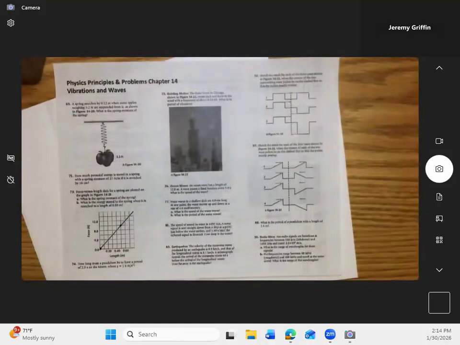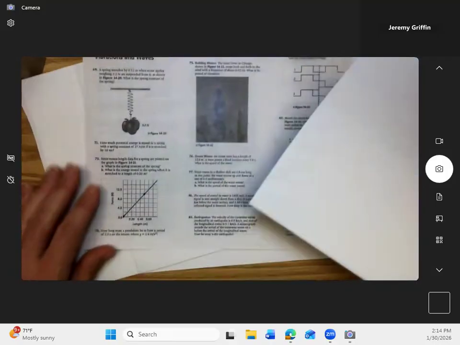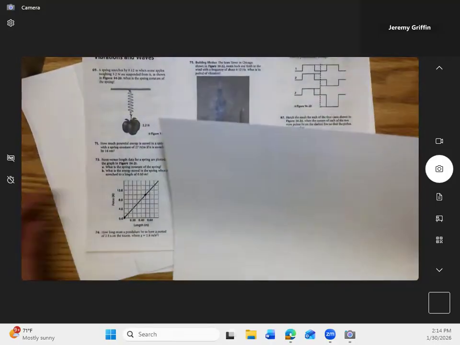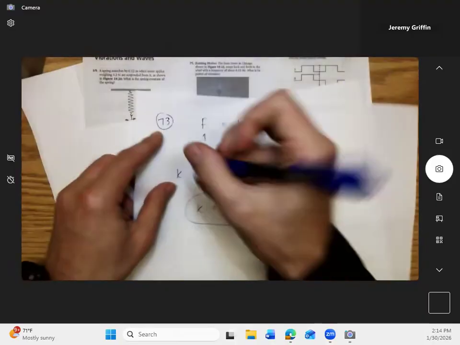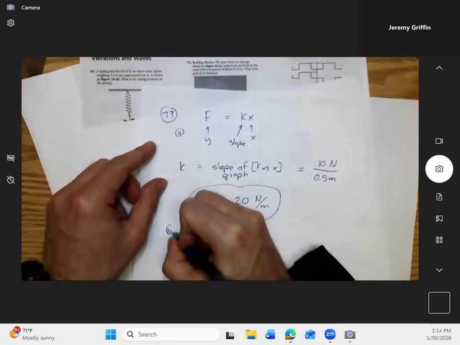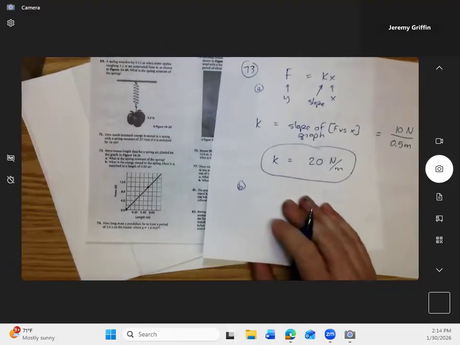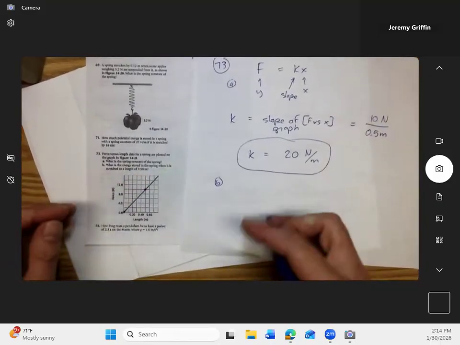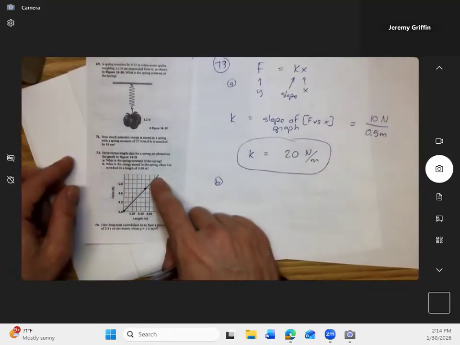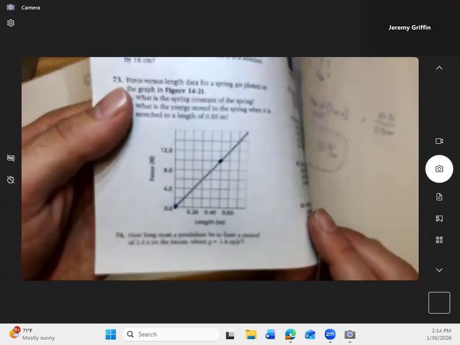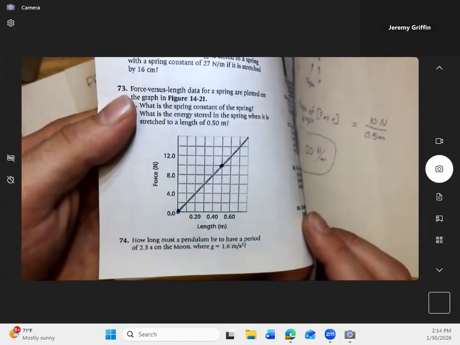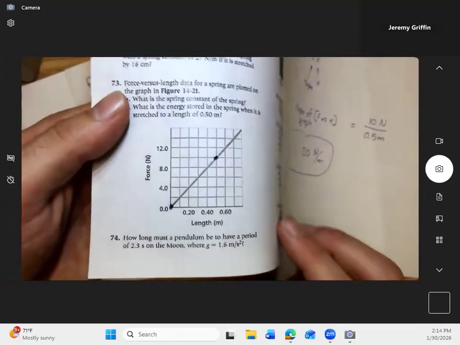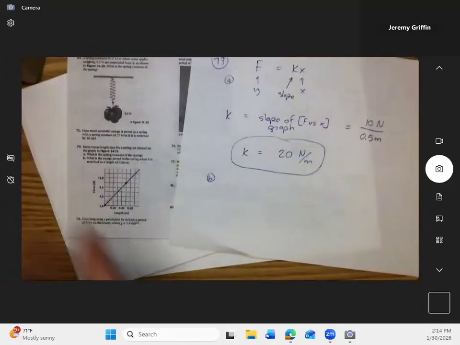So we're back up at 73. Oh, whoops, we didn't do part B. Sorry, that was part A. Let's do part B. How much energy is stored in the spring when it's stretched a length of 0.5 meters? Now, there's a couple ways you can get it. How can you answer part B, the energy, straight off the graph? What property of the graph would answer that? It's on a force versus distance graph.